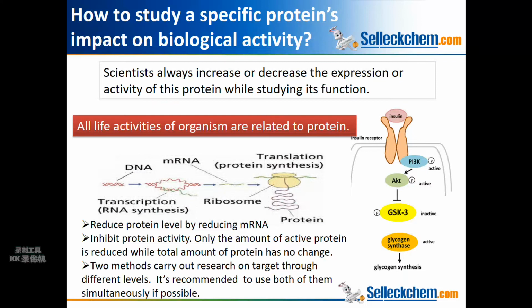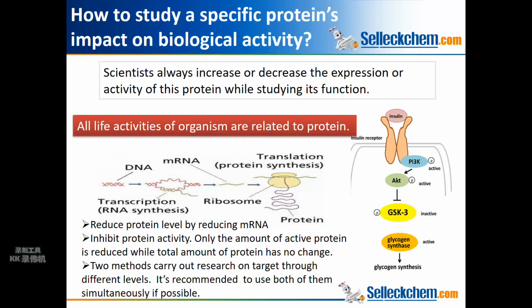There are two ways to achieve the goal of decreased protein expression or activity. One is reducing protein level by reducing mRNA. The other is inhibiting protein activity. Only the amount of active protein is reduced, while the total amount of protein has no change. For this method, we need to use an inhibitor like a small molecular inhibitor.